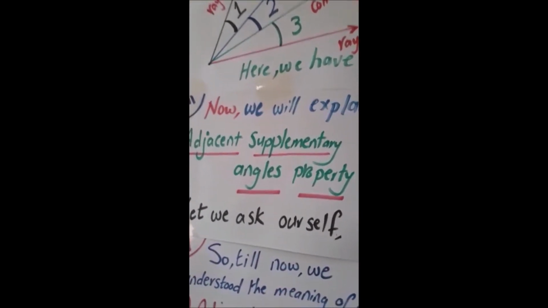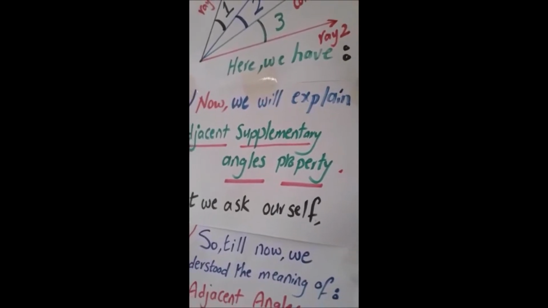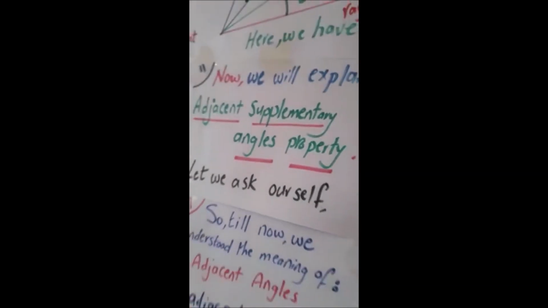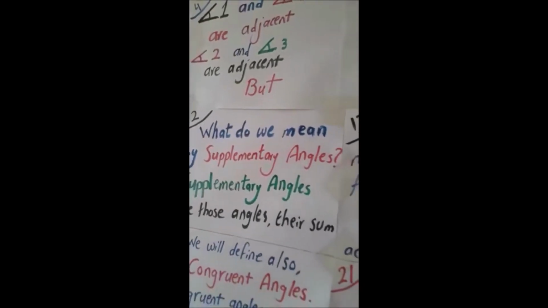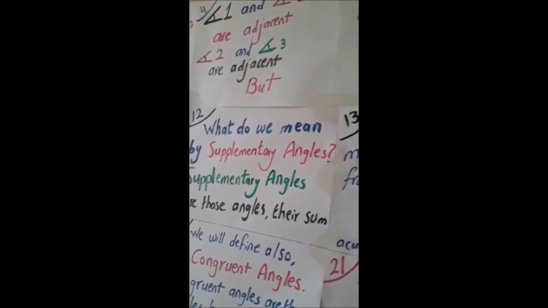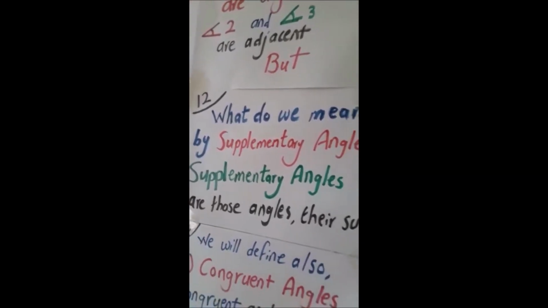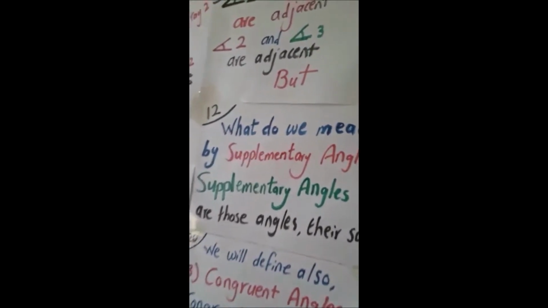Now we will explain one of the adjacent angle properties. We call it the adjacent supplementary angles property. Now we will ask ourselves, what do we mean by supplementary angles? Before, we know what is the meaning of adjacent. But Mr., this word is new for us, supplementary angles. Yes, you are right.